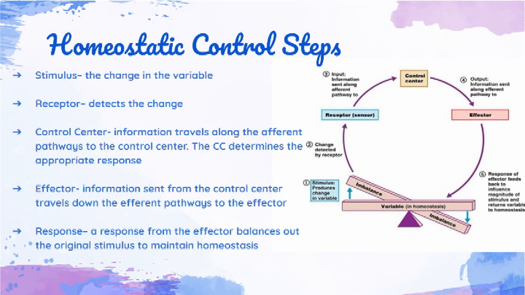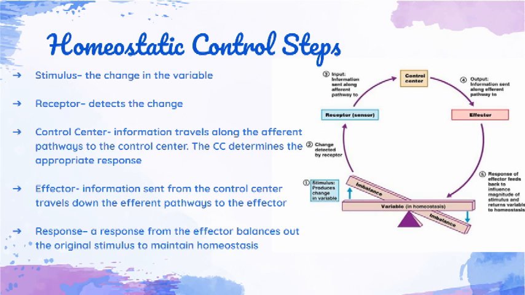These are the homeostatic control steps. First, stimulus. It is the change in the variable. Then, receptor. It is what detects the change. Then, control center. Information from the receptor travels along the afferent pathways to the control center. The control center determines the appropriate response. Then, effector. Information that was sent from the control center travels down the efferent pathways to the effector.